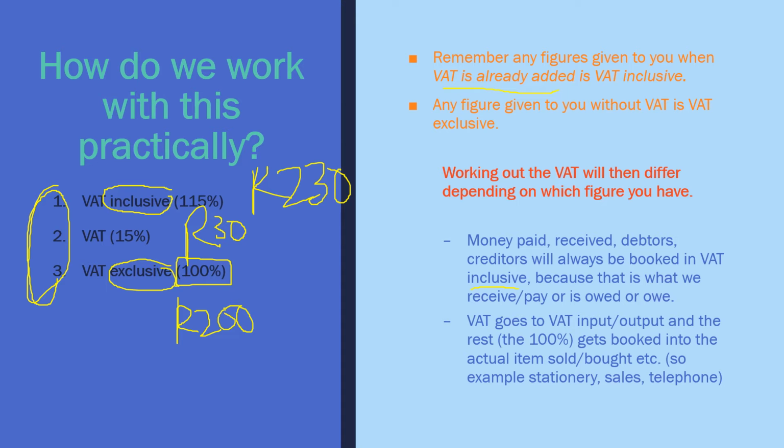Okay, so if we pay money, we also actually pay the money and the VAT. So any time we deal with money paid, received, money due, creditors, money receivable by debtors, we actually work with those figures VAT inclusive because we pay or receive that full amount. And some of that full amount we're going to send to SARS or we're going to claim back from them. So some of that we put either into VAT input or VAT output.